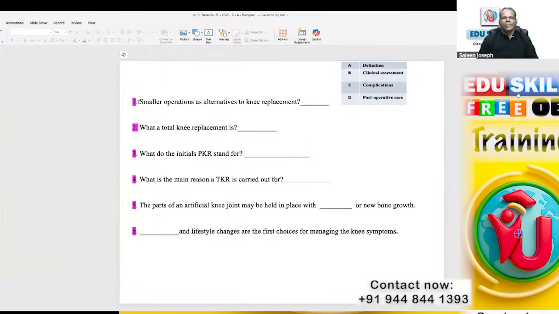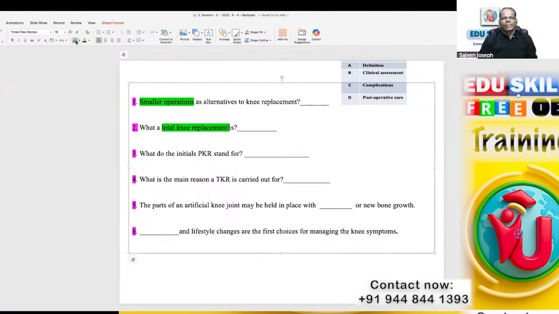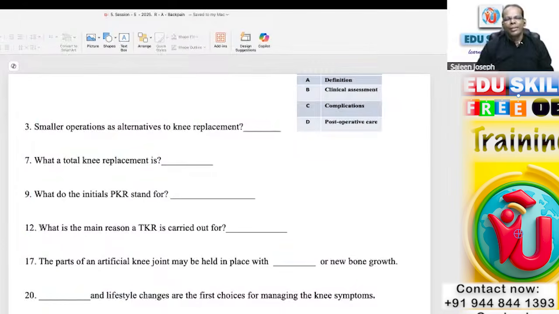Smaller operations. Then, what is total knee replacement? Where is it given? Smaller operations? PKR? TKR? The parts of an artificial knee joint may be held in place with dash or new bone growth, we have highlighted. Then dash and lifestyle changes are the first choices for. Again, it is so easy. But these are taken from different questions. These are the 3rd question, 7th question, 9th question, 12th question, 17th question, and 20th question.